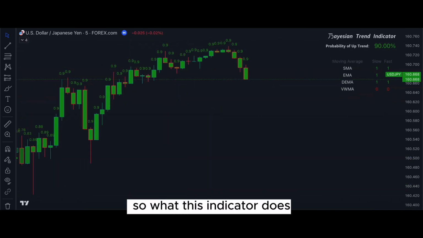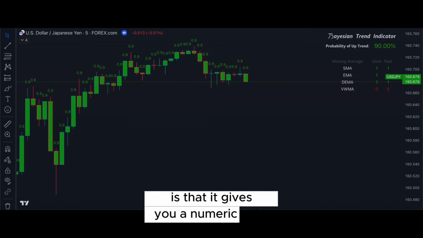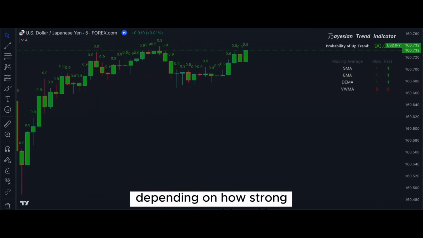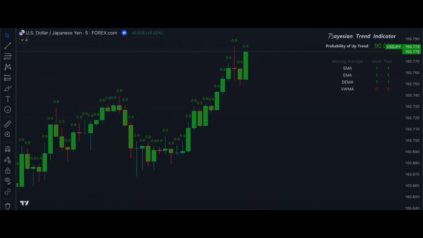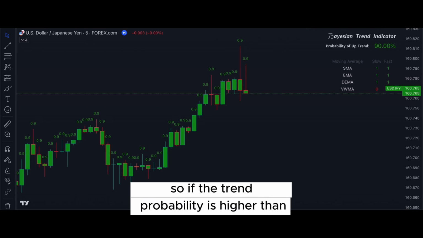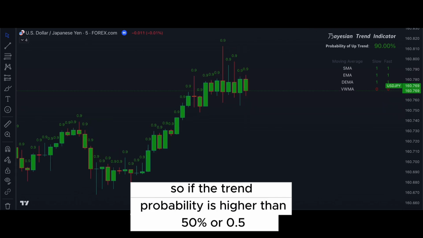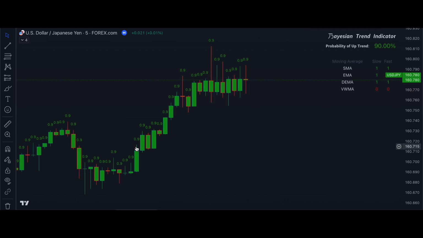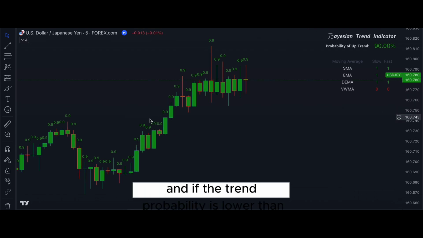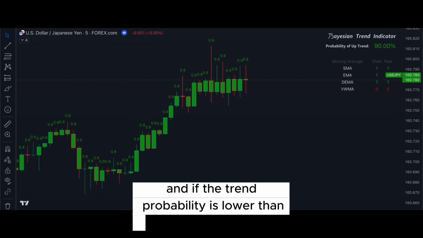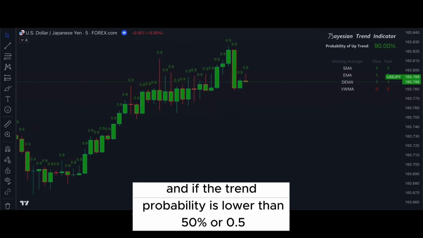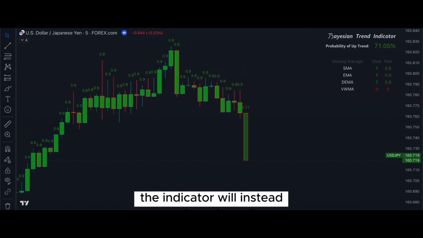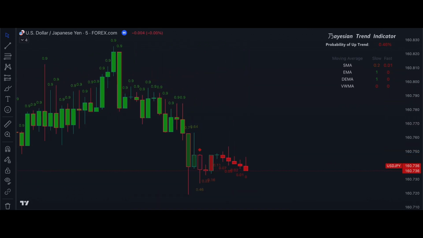So what this indicator does is that it gives you a numeric value depending on how strong your current trend is. So if the trend probability is higher than 50% or 0.5, the indicator will create green candles, just like this. And if the trend probability is lower than 50% or 0.5, the indicator will instead create red candles.